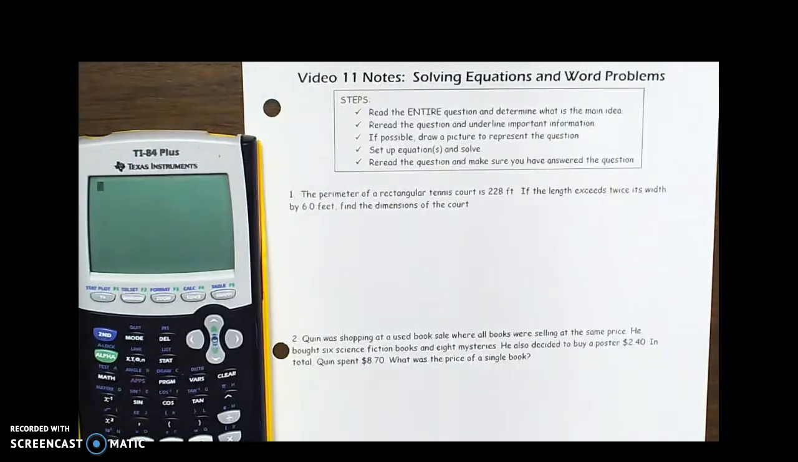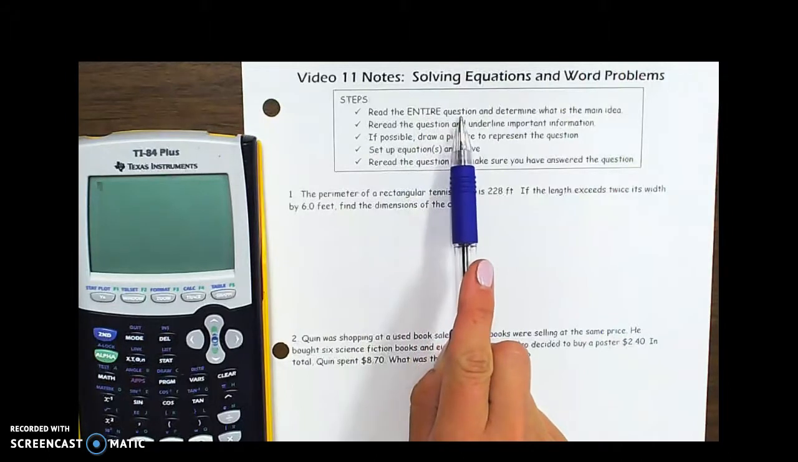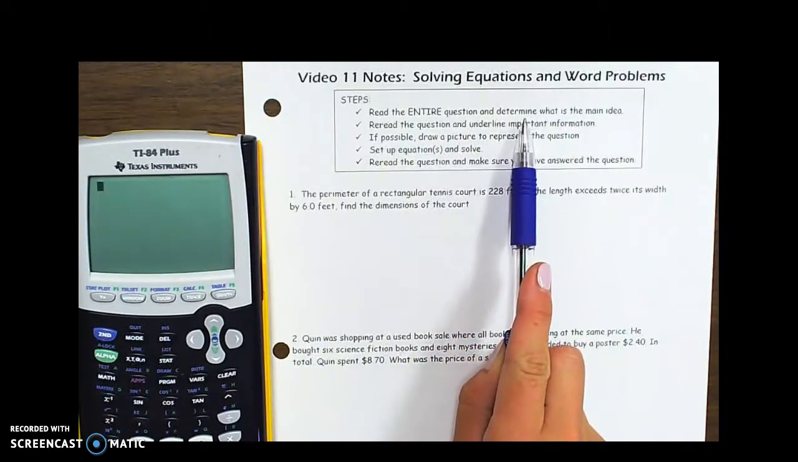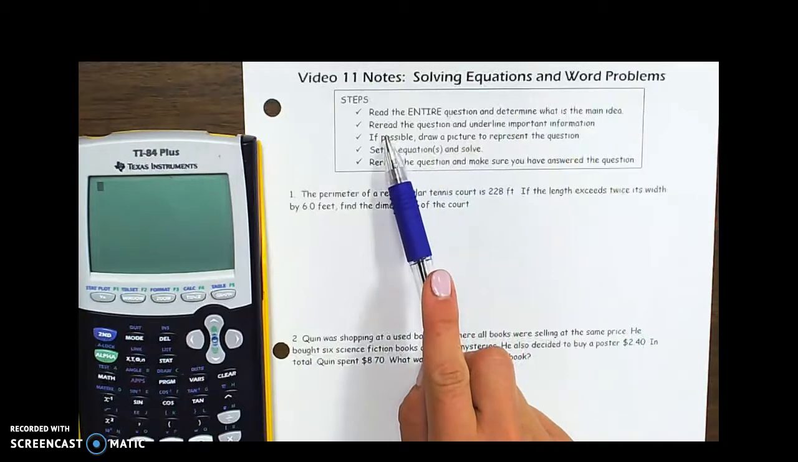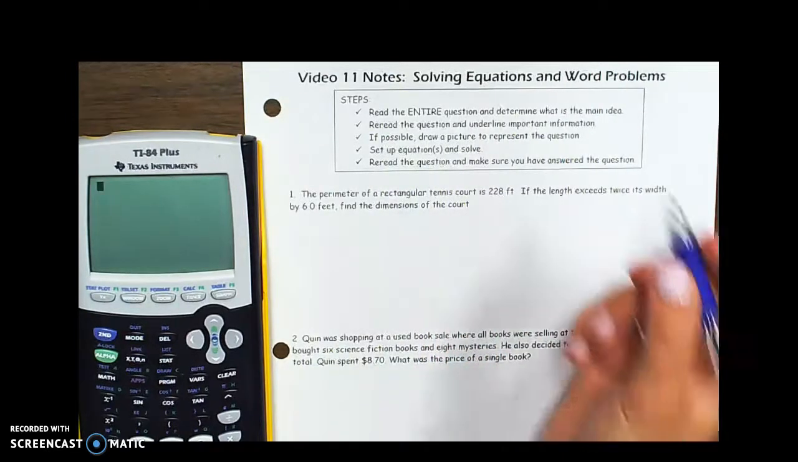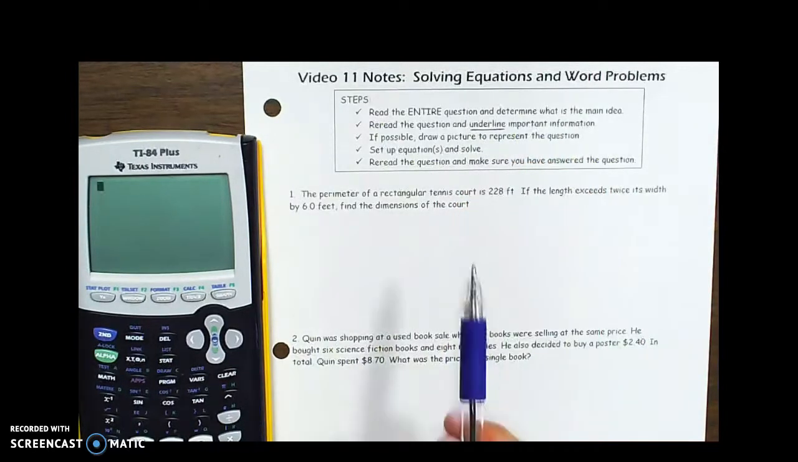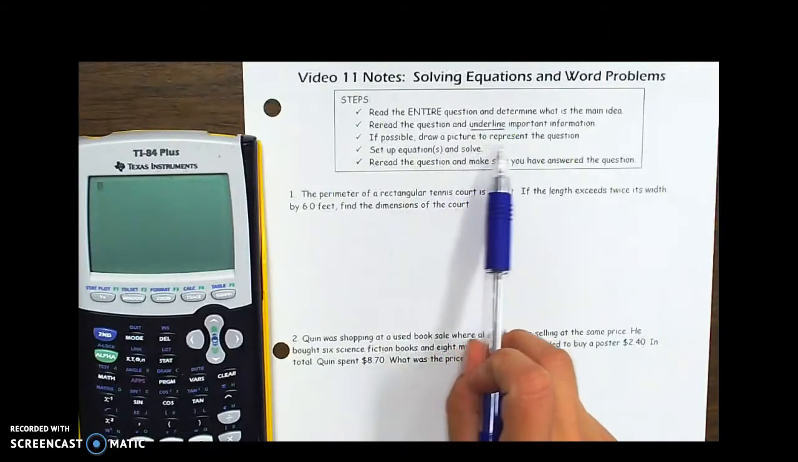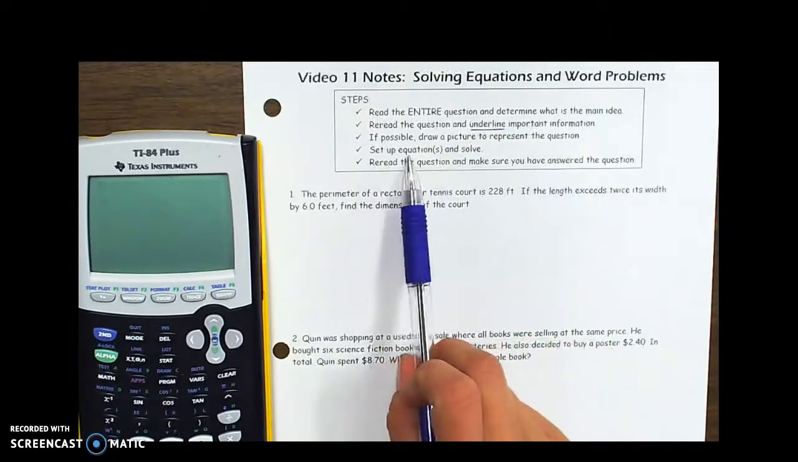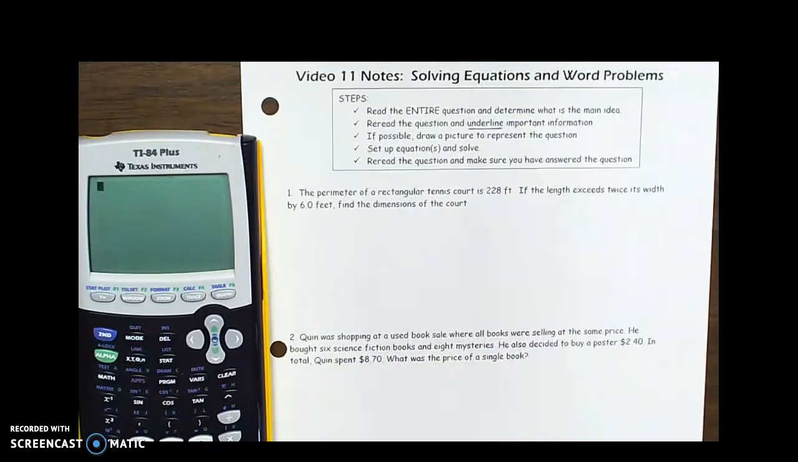When we're working with word problems, here are a few steps that you always want to follow. Number one, read the entire question and determine what is the main idea. After you do that, reread the question and underline important information. Again, underline the second time that you read it. If possible, draw a picture to represent the question, set up an equation, and solve. And then make sure you always reread the question to make sure that you have answered all of the question.